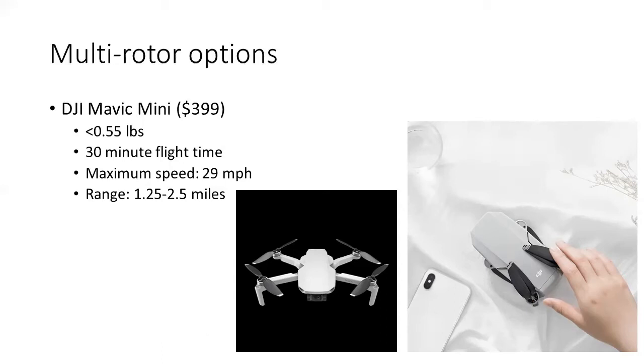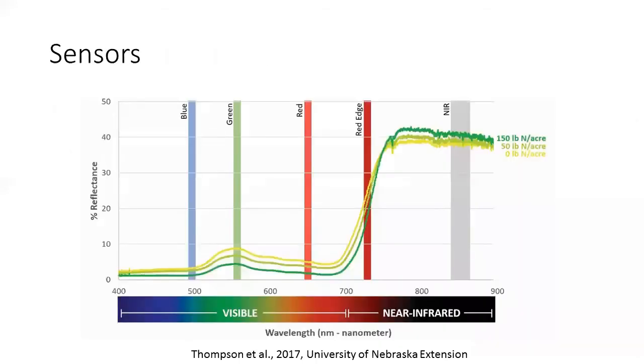It can handle winds up to 18 miles per hour, so it's not as good at handling the winds. And it doesn't have the obstacle avoidance that the others do. And also, it doesn't work with some of the imaging software that I'm going to talk about a little bit later. So again, depending upon the situation, this may or may not work for whatever it is you're going to use it for. So now I'm going to talk briefly about sensors.